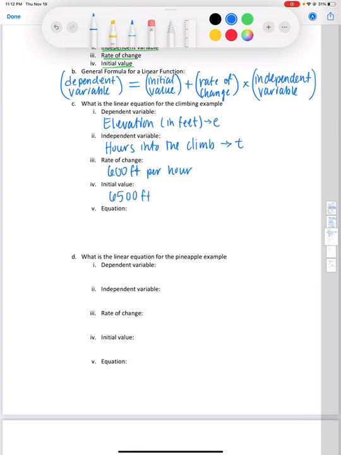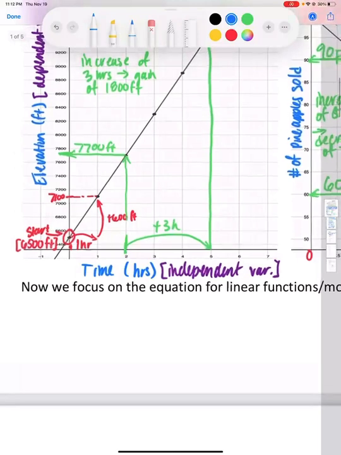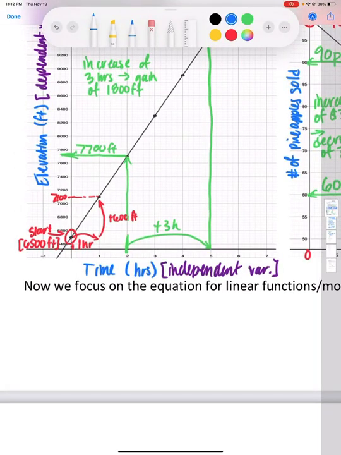Initial value is what you start out with when your time is 0 or your price is 0. Sorry, when the independent variable is 0, the dependent variable gives you your initial value. I'm going to go back to the graph here to show you that. Your initial value for the climbing example is our start point, right here, and it's at 6,500 feet, which is when there is 0 time, 0 hours into the climb.